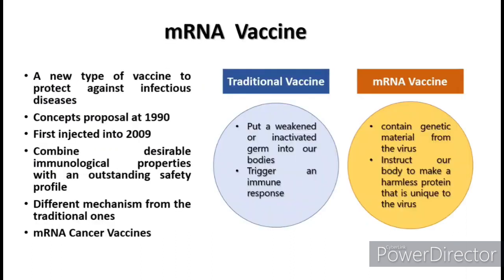What is an mRNA vaccine? It's a new and most promising vaccine technology that was proposed in 1990, and the first dose was given to a human in 2009. Its mechanism is quite different from the conventional one. In the conventional type, a weakened germ is put inside the body to trigger the immune response, while in the mRNA vaccine, genetic material in the vaccine instructs our body to produce a harmless viral protein. An mRNA-based cancer vaccine is one of the examples.